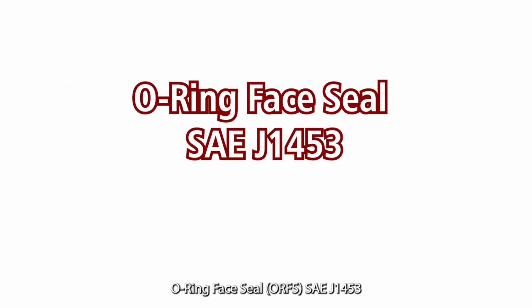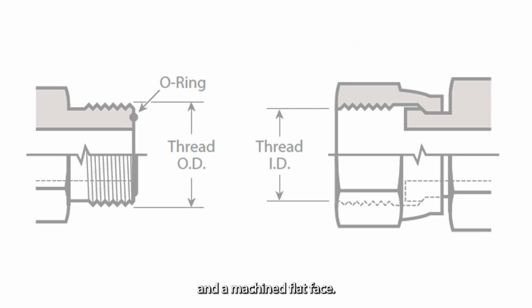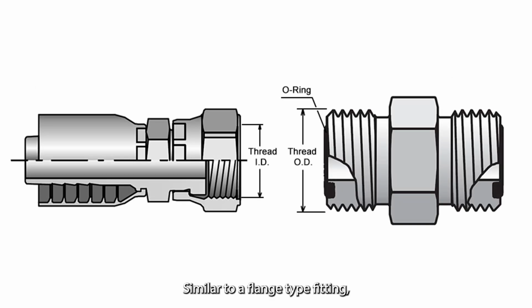O-Ring Face Seal, ORFS, SAE J514. This connection offers the very best leakage control available today. The male connector has a straight thread and O-ring in the face. The female has a straight thread and a machined flat face. The seal takes place by compressing the O-ring onto the flat face of the female, similar to a flange type fitting. The threads hold the connection mechanically.